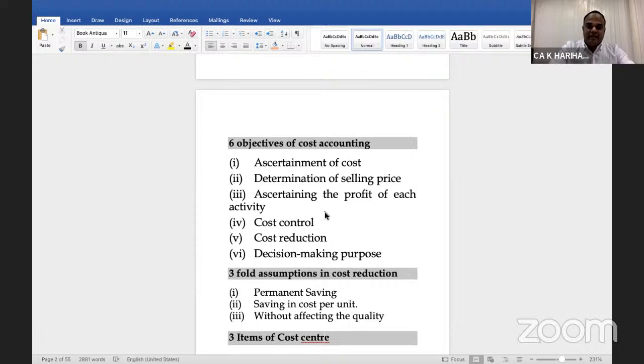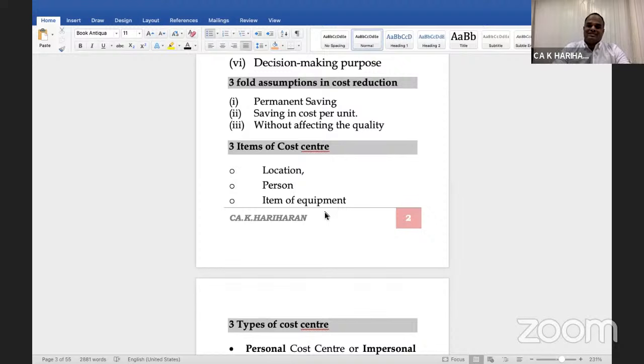Now we are moving to cost center. Two things are there: the cost center and the cost unit. Cost center represents a location, person, item of equipment, or a combination of these, for the purpose of ascertainment of cost and for the purpose of controlling the cost. Further, three elements are there. What are they? Location, person, item of equipment.